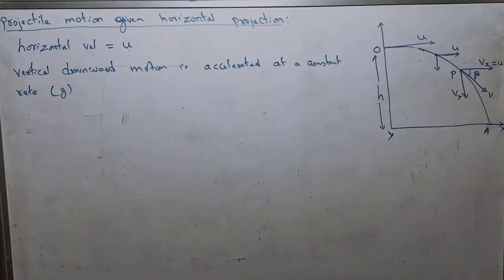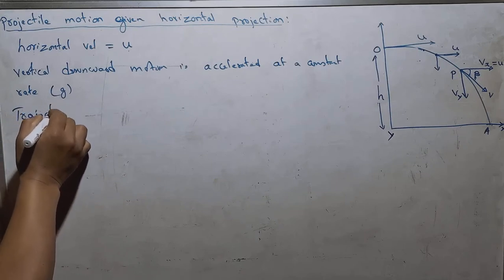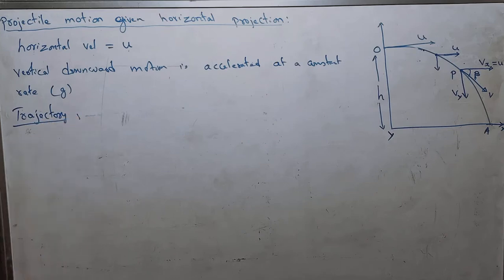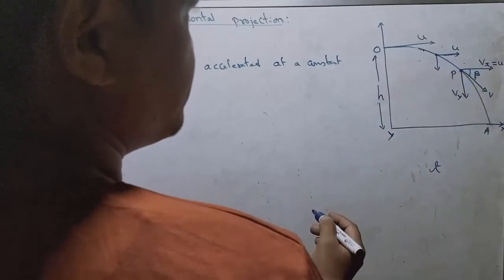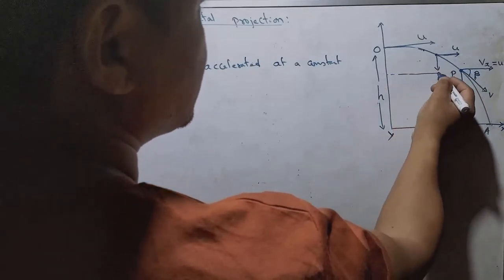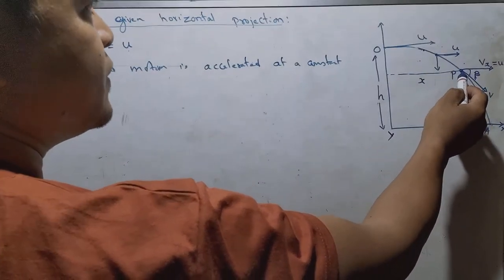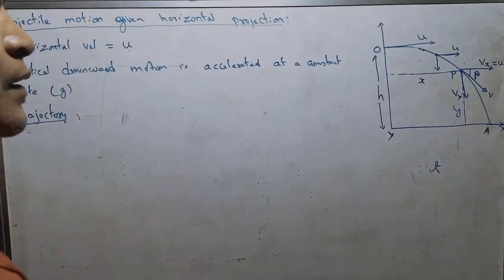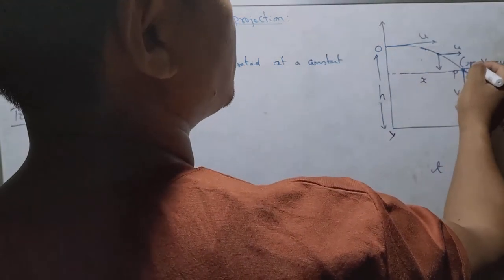Now let us look at the trajectory of the projectile. Suppose at any time t, this projectile reaches a point P, and this point P is at a distance x. That means the horizontal distance is x and the vertical distance is y. So the coordinates of the point P are x comma y.